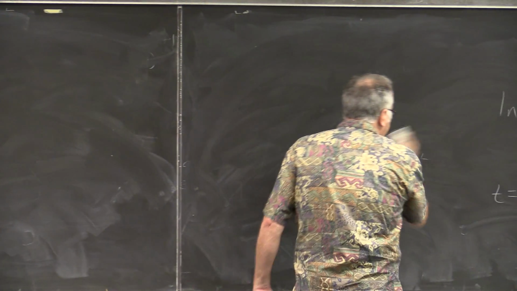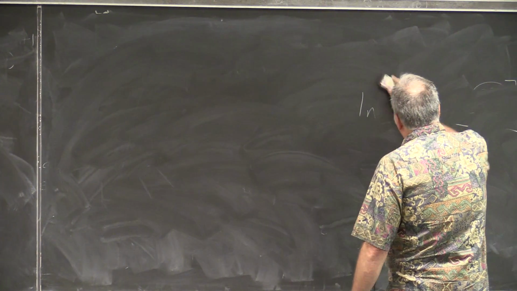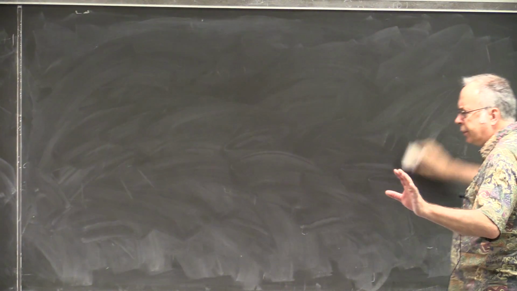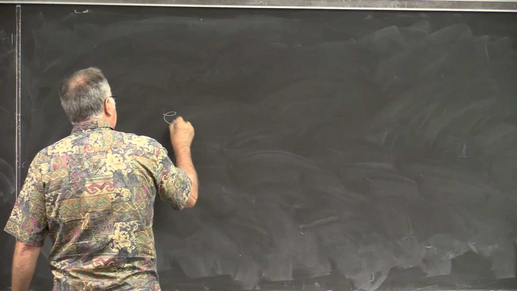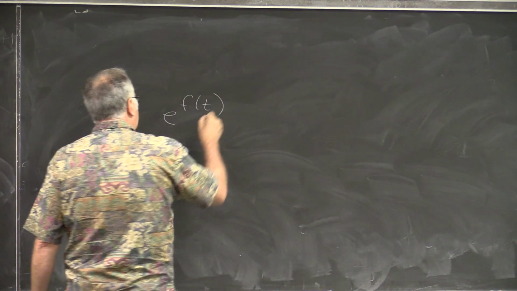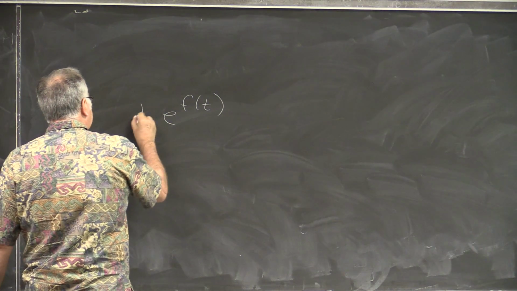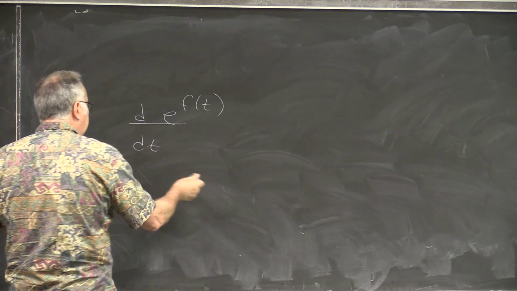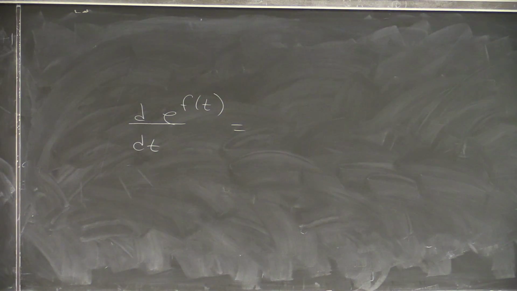All right, that leads us right into our next subject. But actually, let me say one more thing. If you have an expression like e to the f of t, and you want to take the derivative of e to the f of t with respect to t, what is the derivative? Did you know the general formula for this?